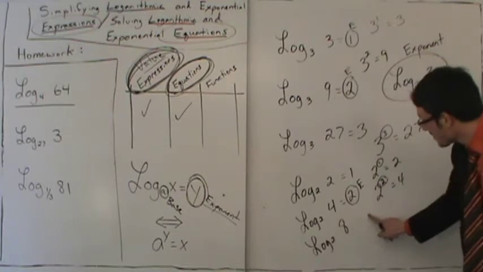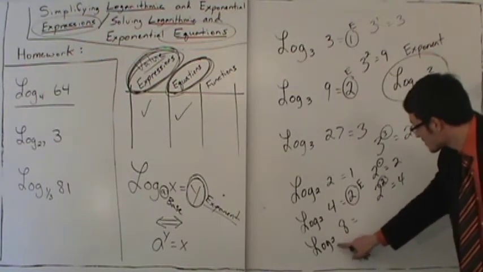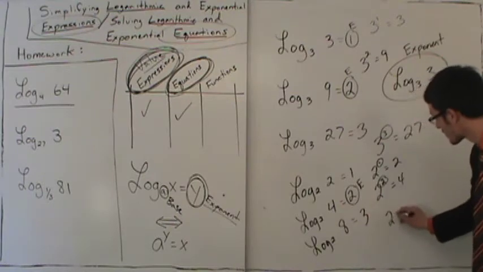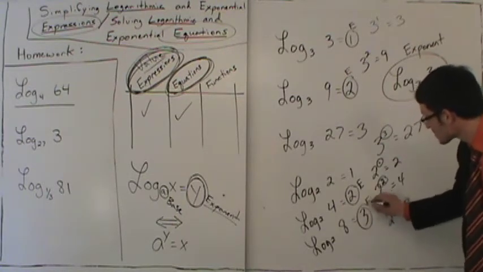Now, 2 to what power is 8? Or what is the exponent that we need to put on a 2 to make 8? 2 to the third. So 2 to the third power is 8. Therefore, our answer is what? The exponent, which is 3.